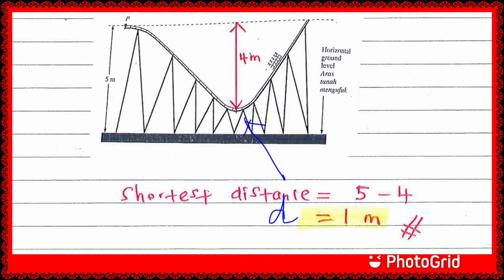So the balance is 1 meter. The 1 meter is actually what the question wants, which is the minimum distance from the horizontal ground. So the right answer, the final answer, you should write D equal to 1 meter.